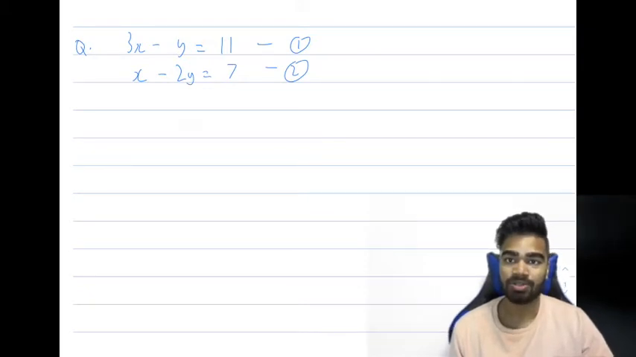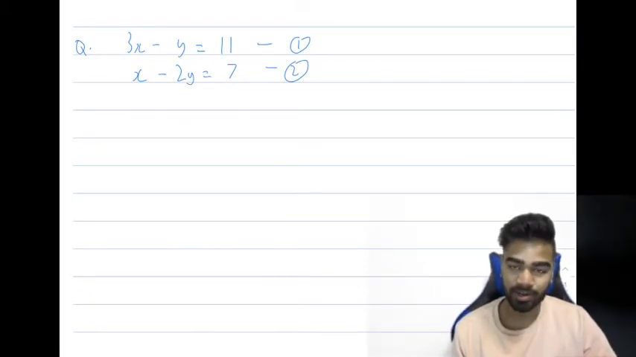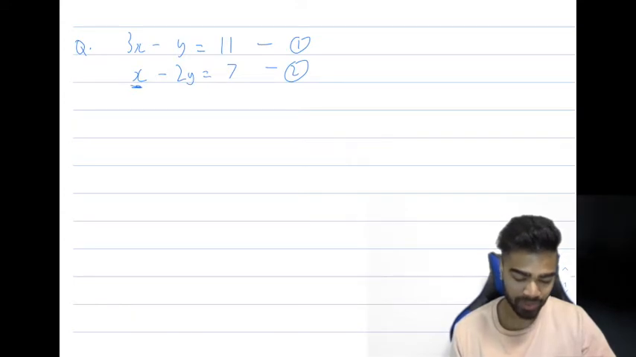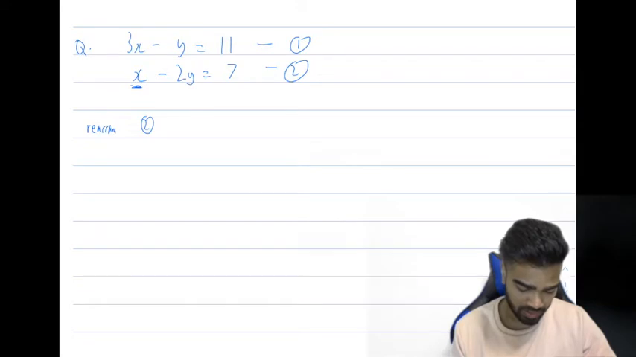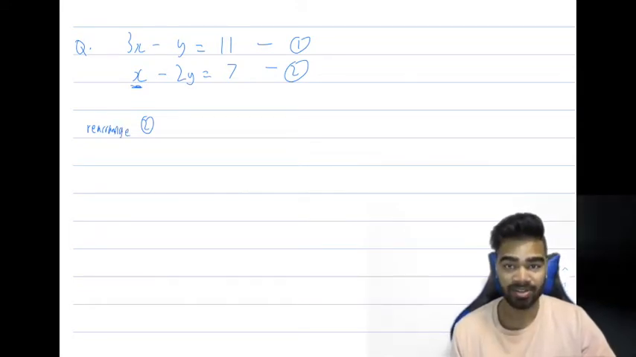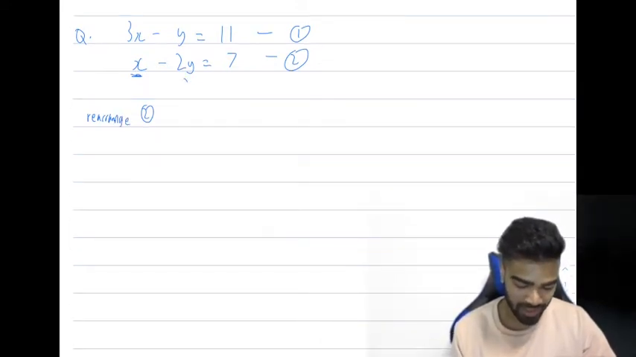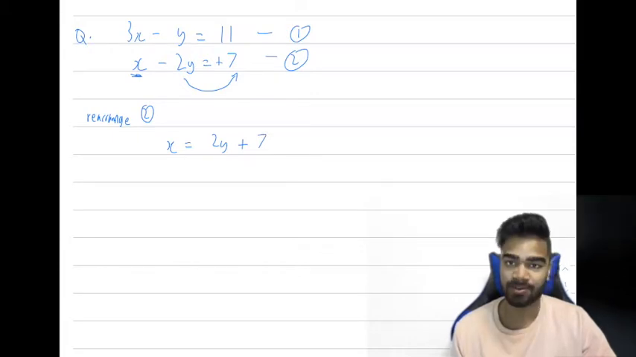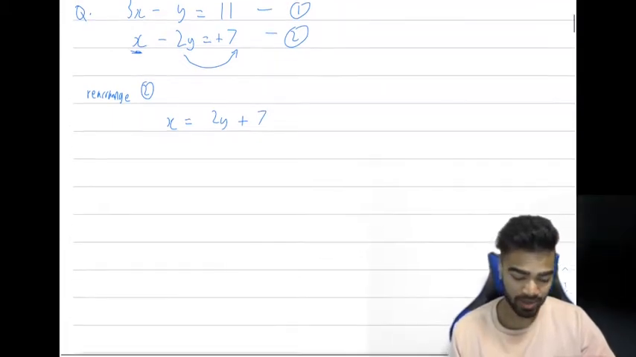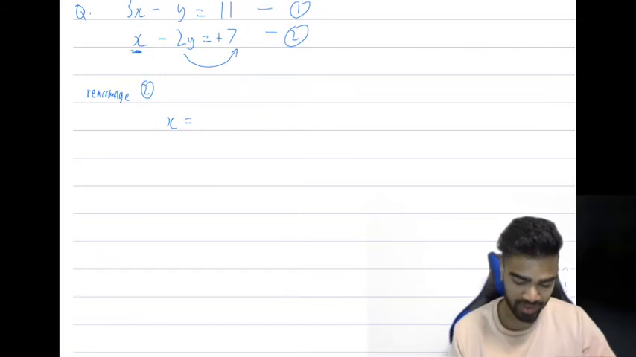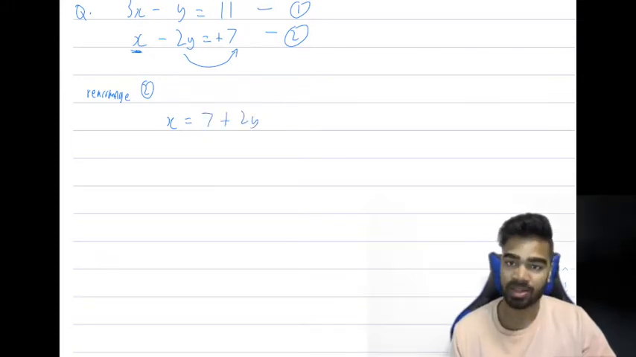Okay, so what substitution is all about is getting a variable by itself. So for example, if I can get x by itself, then I can sub it into the main equation. So let me show you what I mean. If I rearrange 2, and I take 2y to the other side, I can write x is equal to 2y plus 7 because it's a plus 7 here. Okay, so I'm just adding the two together. Or if you guys prefer, I can write it like 7 plus 2y. Maybe that's a bit better for you.